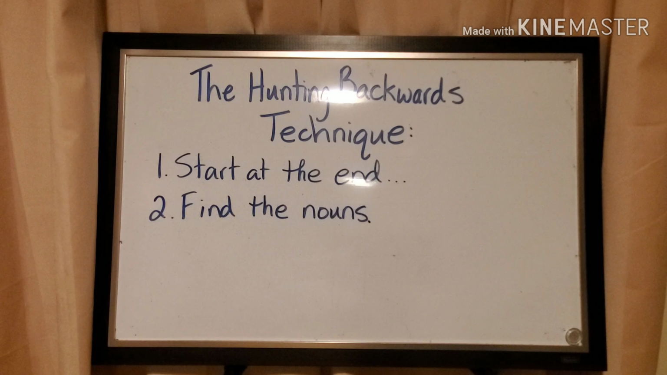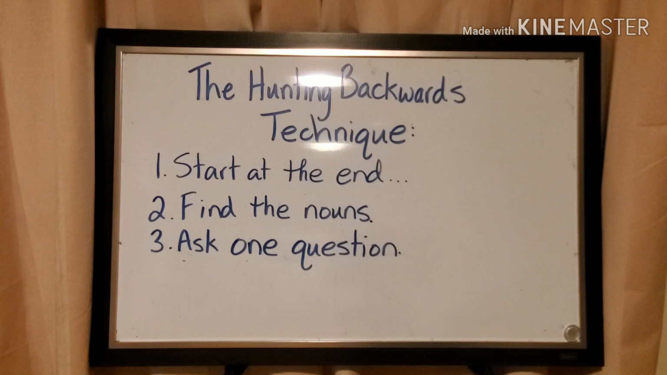Okay? So after you start at the end, what you've got to do is find the nouns. Hunt backwards through the sentence or the paragraph and find all the nouns. The people, the places, or the things. Find them, okay? And then the next step is super important. So after you find those nouns, step 3 is ask one question. This is one question that can really improve your writing.